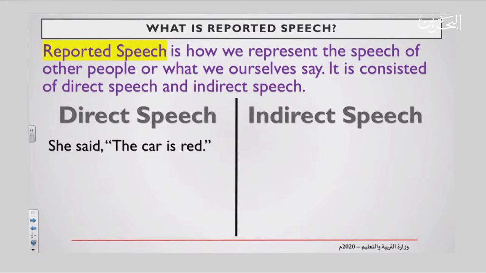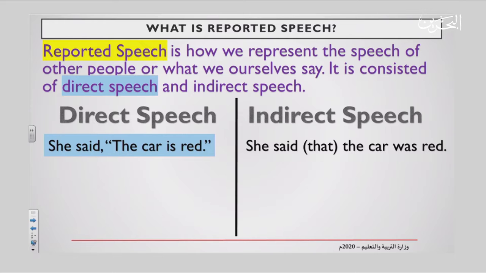This is direct speech, okay? She said, comma, quotation mark, the car is red, quotation mark. Indirect speech, she said that the car was red. So this is direct and this is indirect. The quotation marks mean that these are the exact words that she said. And then in indirect speech, I'm reporting what she said: she said that the car was red.